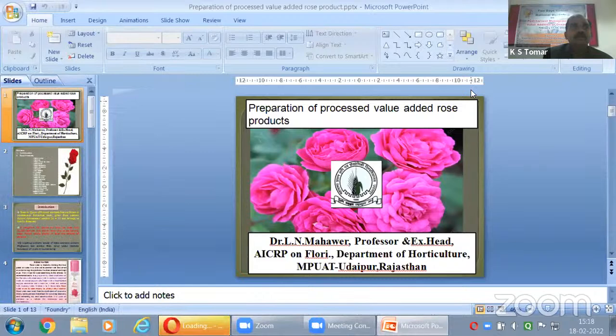Okay. So during that time, the Directorate of Floriculture Research, Pune, and other organizations also issued advisories on how to prepare these flowers into value-added products. The processed value-added products were a very important effort, and most of the growers utilized them. So Dr. Mahawar sir will speak on this topic.